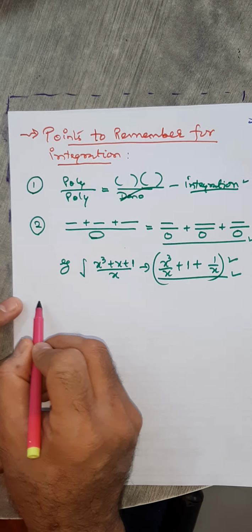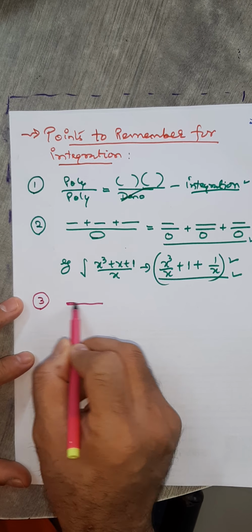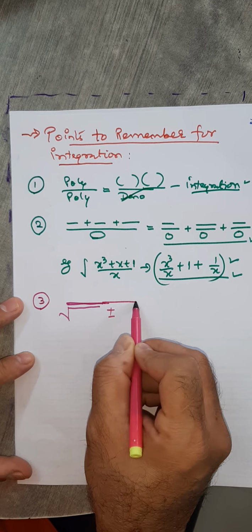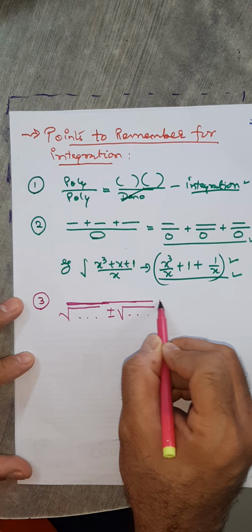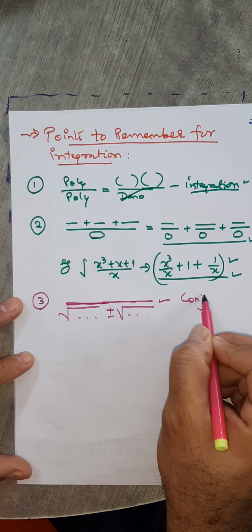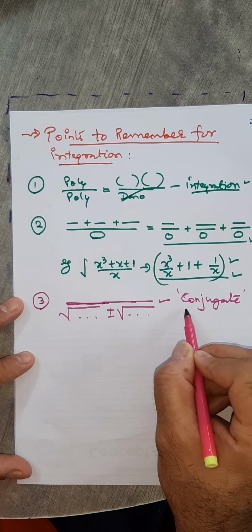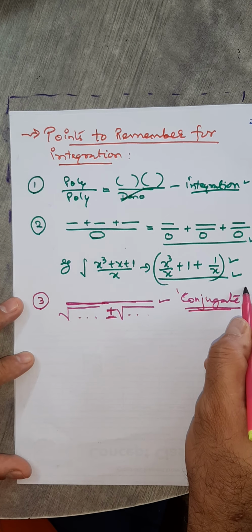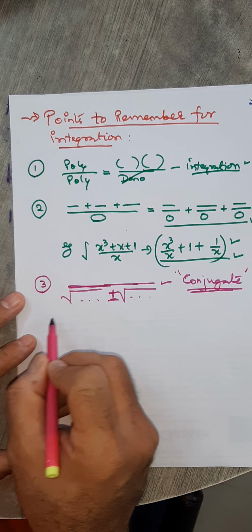Number 3, the third point is here. If you have such an expression, you may have a root expression plus or minus a root expression again, then what we do? We take the conjugate here. What's a conjugate? Multiply and divide with the same expression with the opposite sign. You know conjugate now. So use conjugate and make it free from the square root.